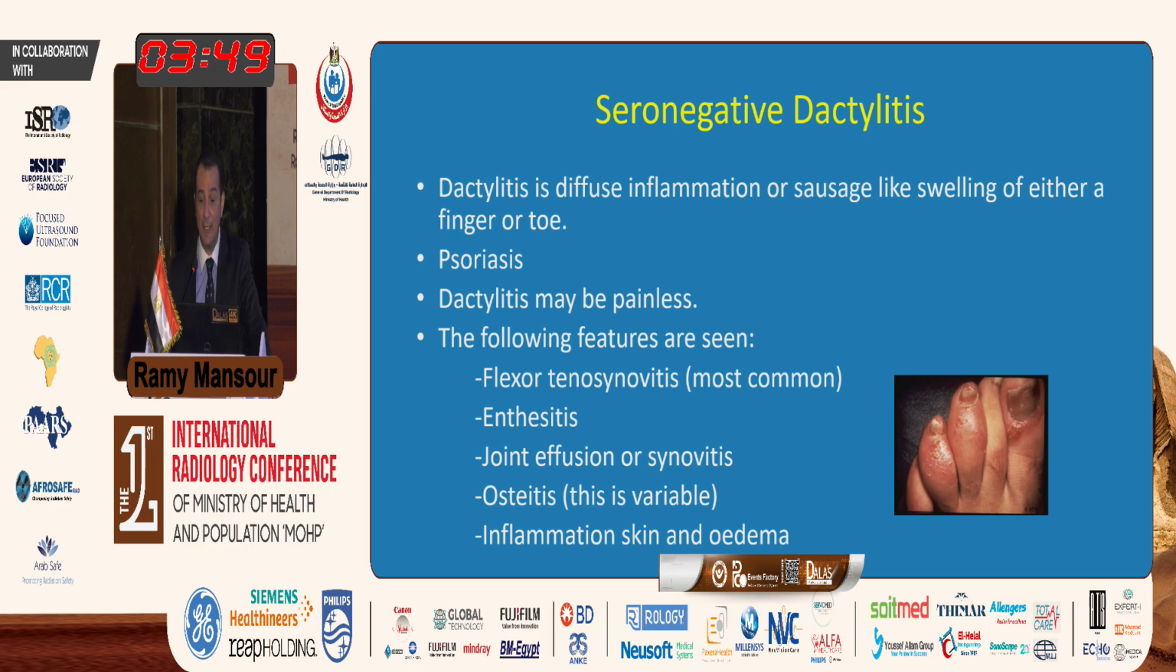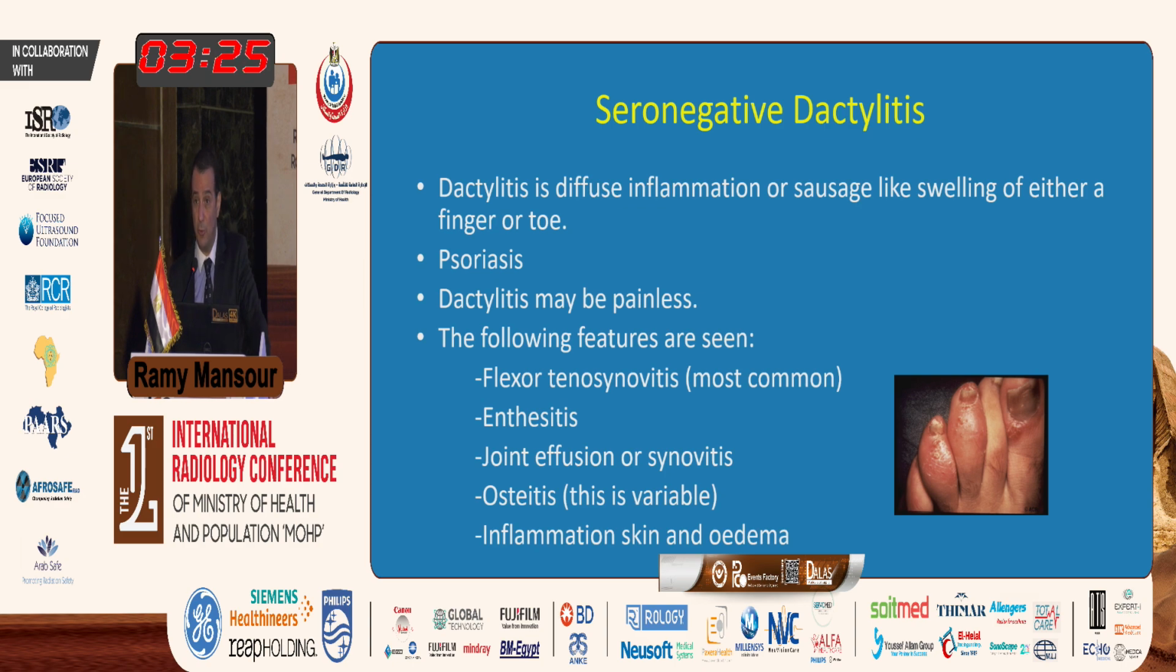And this is mainly seen in psoriatic arthropathy. In those patients, we see the whole expected changes of seronegative arthropathy. We see enthesitis, joint effusion, synovitis, osteitis, inflammation of the skin, and soft tissue edema. In most cases, this is a clinical diagnosis.